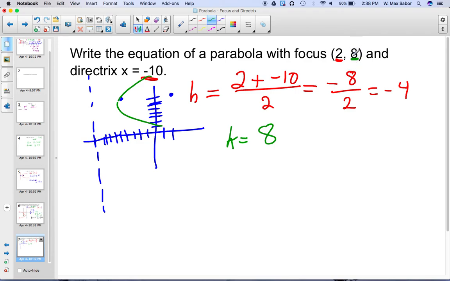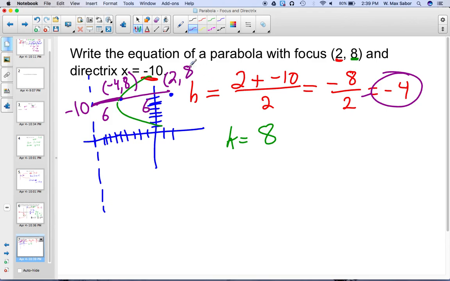With horizontal facing parabolas, the focus and the vertex have the same y-coordinate. With a vertical one, the focus and the vertex have the same x-coordinate. Now that I have (-4, 8) as my vertex, I need to find p. How far away is -4 from -10? That's a distance of 6. So that tells me that p equals 6.